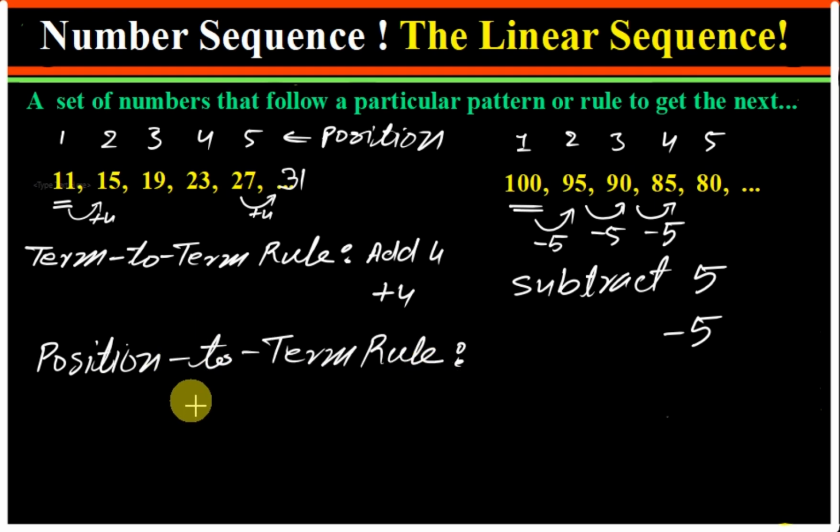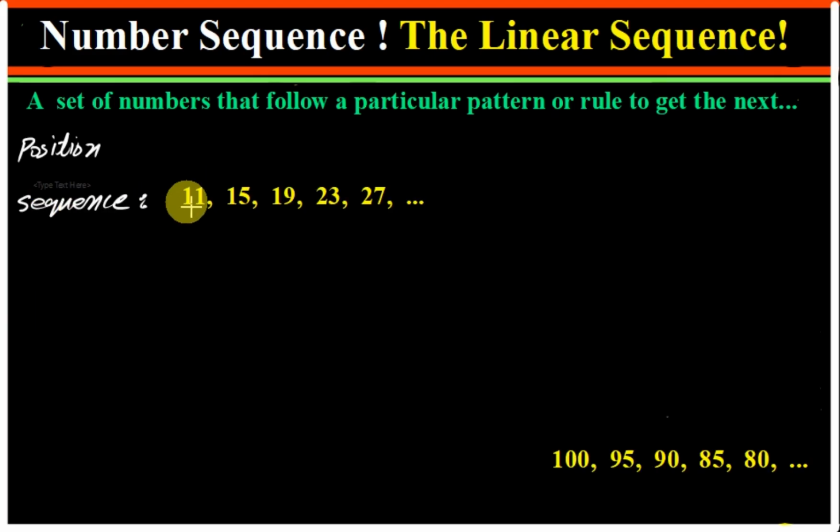Position to term rule, or sometimes it is also called the nth term. How to find the nth term? It means the 100th term, 50th term, how can we find it directly. So let's see how we can find the position to term rule or nth term for a linear sequence. This is very important. Here the sequence is 11, 15, 19, 23 and 27, and so on. So what is position here? Position we show with the letter n. So first position, second position, third position, fourth, fifth and so on. This is what the position is.